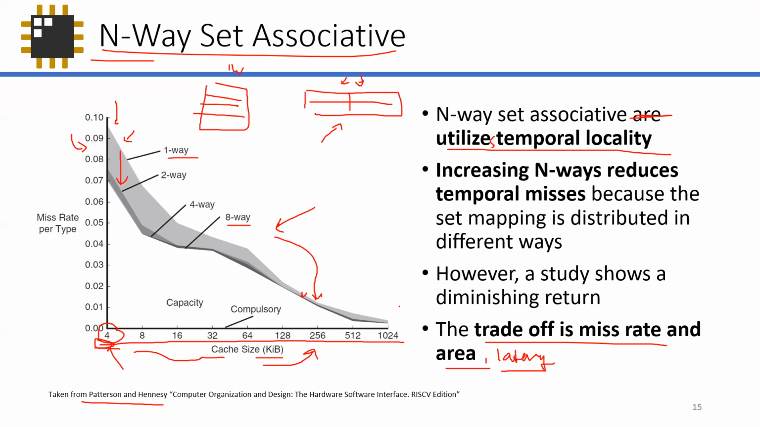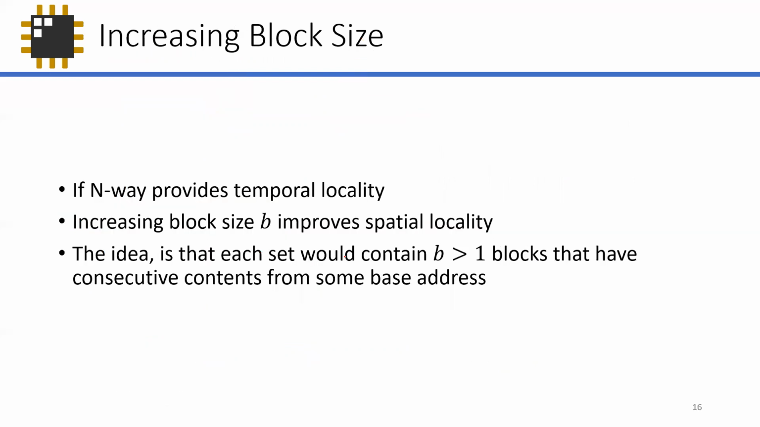Now, hold on. We're almost done. Woohoo! Okay, you might be wondering: in all the examples that we're using, we only used a block with one word only. If an n-way provides temporal locality, that means all the least recently used data are stored in the cache. Not a problem. But what about the spatial locality?